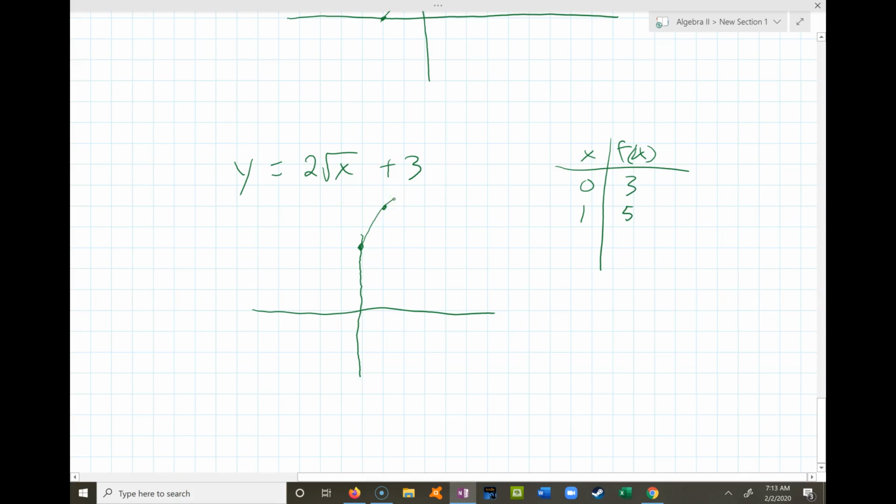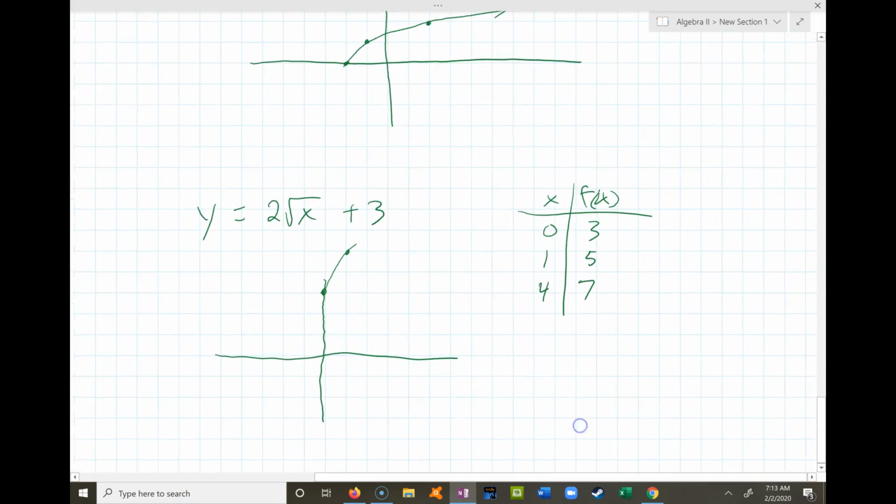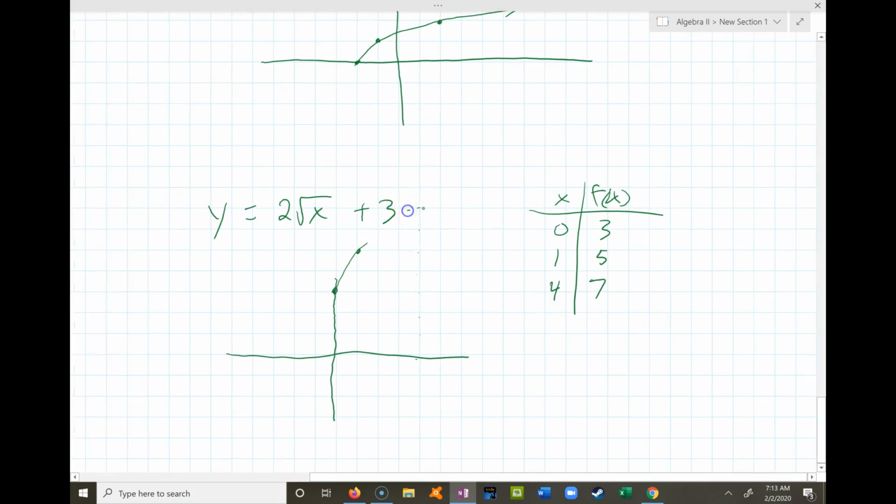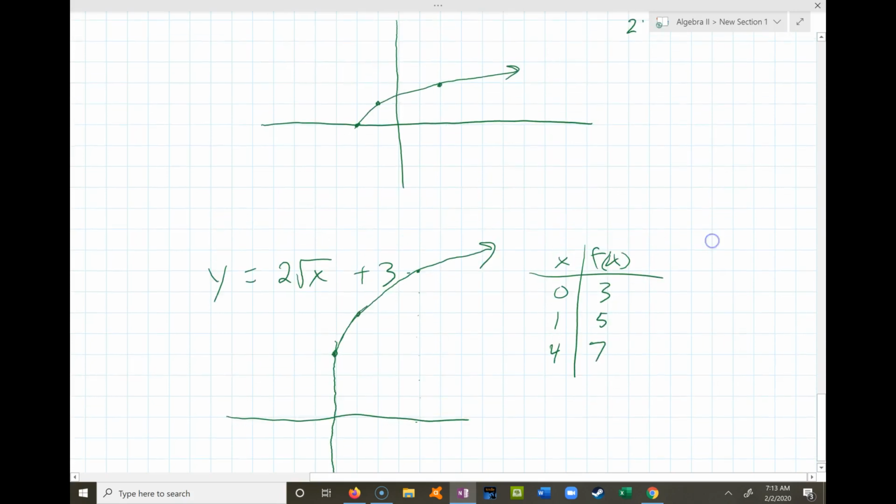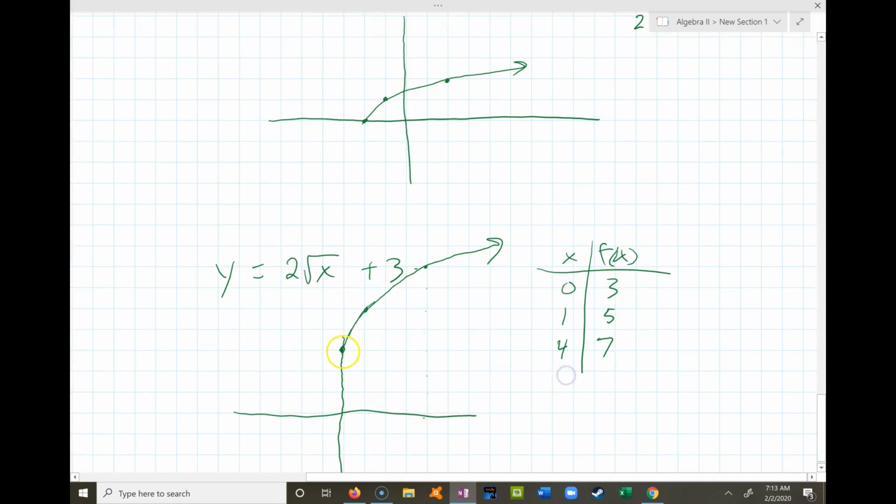Another point that I want to plug in is 4, because the square root of 4 is 2. 2 times 2 is 4, plus 3 is 7. So that means if I go over 1, 2, 3, 4, I go up 1, 2, 3, 4, 5, 6, 7. And again, I'm not surprised by the shape of it because I expected it to look like a sideways parabola. You can see that other half going on there. Okay, so that's graphing radical functions.